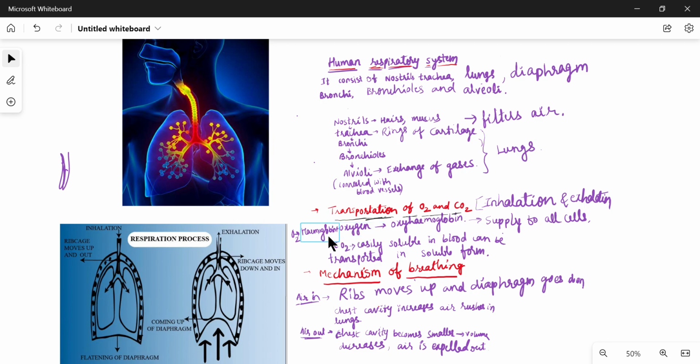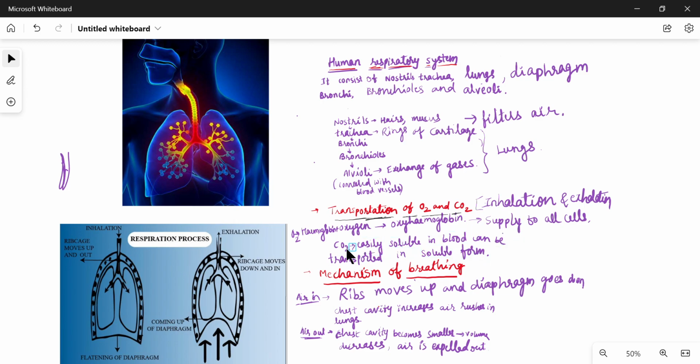You know where hemoglobin is there, it gives red pigment to red blood cells. That hemoglobin will combine with oxygen to form oxyhemoglobin molecule. And this oxyhemoglobin molecule will supply the oxygen to each and every cell of our body efficiently.